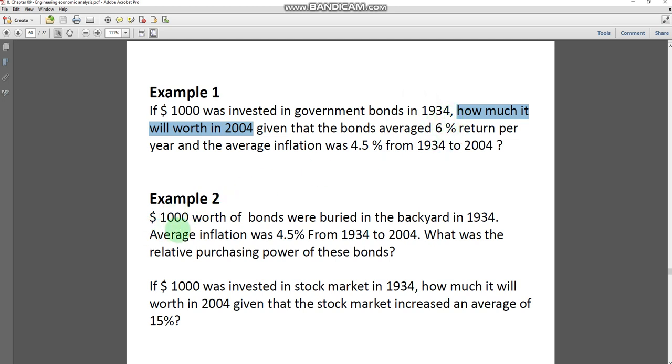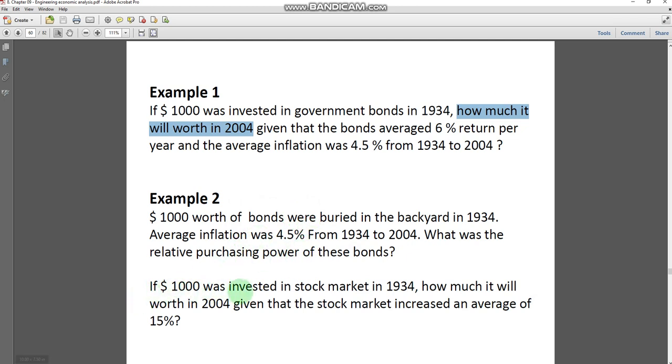Second example: $1,000 worth of bonds were buried in the backyard in 1934. Average inflation was 4.5% from 1934 to 2004. What was the relative purchasing power of the bond? Okay, so simply there was some bond worth $1,000, and you simply put it in the backyard for maybe how many years? 2004 minus 34, maybe 70 years. Now, what was the relative purchasing power? So obviously, it will be very much decreased. Okay, so you have to see what is the future purchasing power of those bonds.